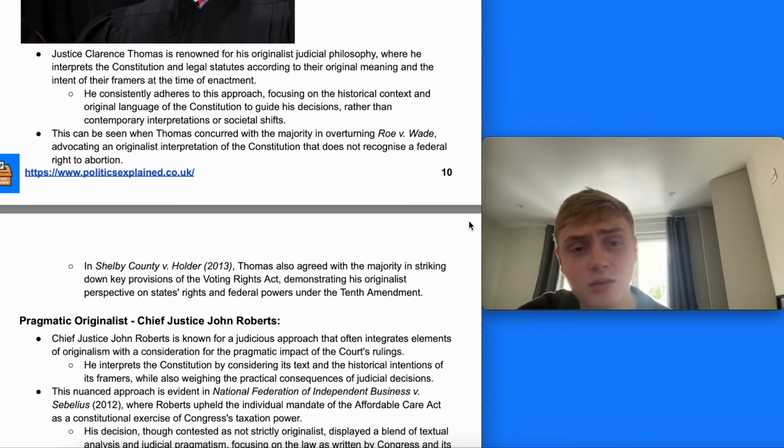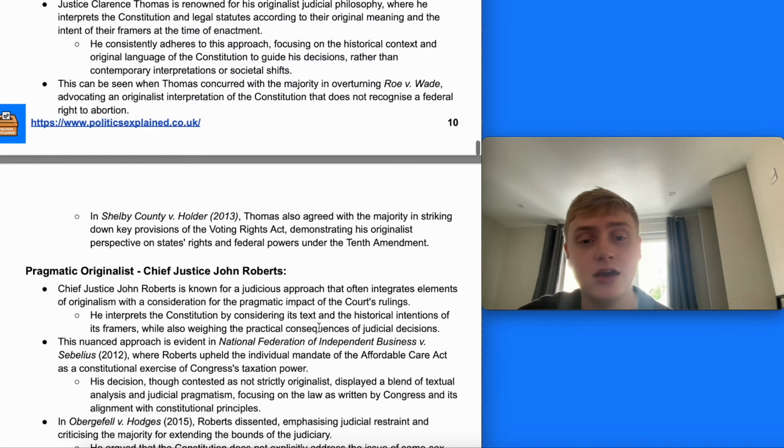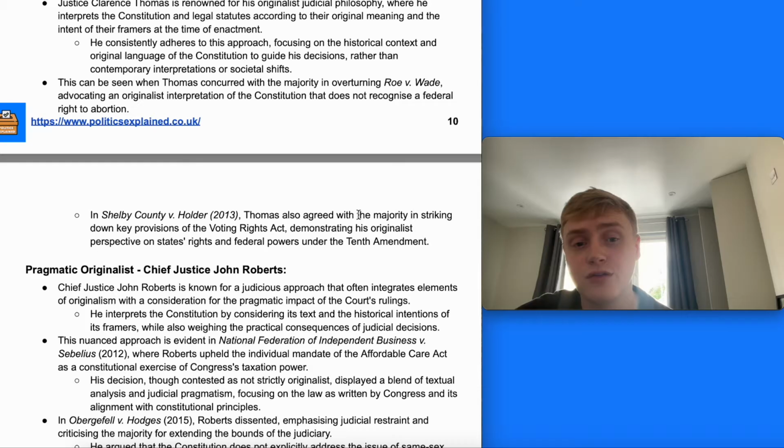This can be seen when Thomas concurred with the majority in overturning Roe v. Wade, advocating an originalist position of the Constitution that does not recognise a federal right to an abortion. Again, in Shelby County v. Holder, he agreed with the majority in striking down key provisions of the Voting Rights Act, demonstrating his originalist perspective on state rights and federal powers under the 10th Amendment.